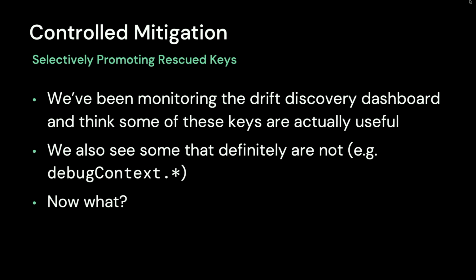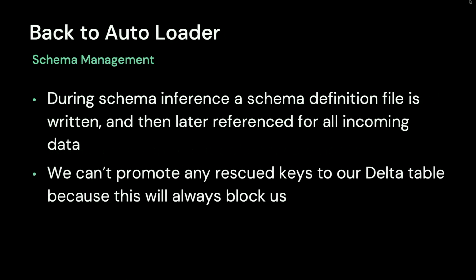So let's say we've been monitoring the dashboard. We have either manually looked at the dashboard and made a determination, or we have a fancy trigger that told us, hey man, wake up, things are bad. Either way, now we're thinking, well, we want to promote the keys that business has told us they need to be there, right? And we also don't want to promote the junk. Like debug context star is one of my favorites for things that should never make it into any Delta table ever.